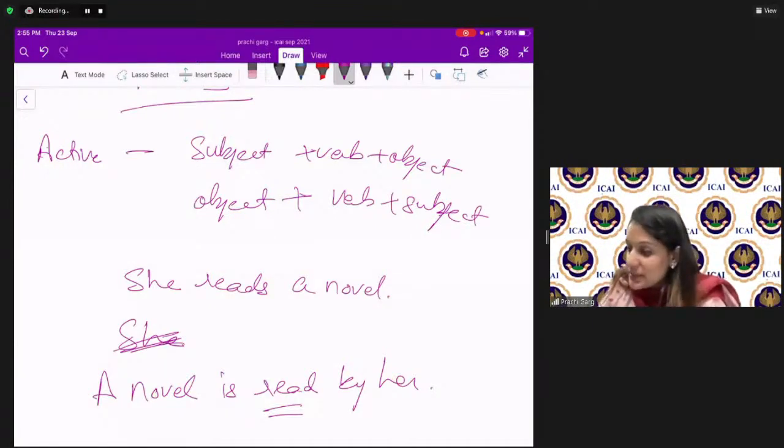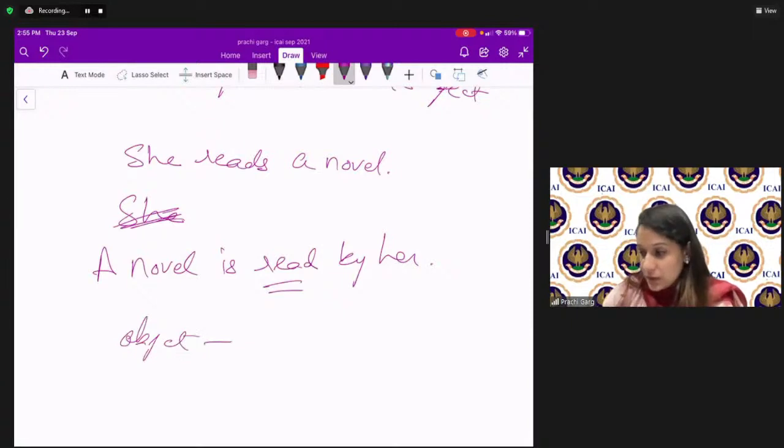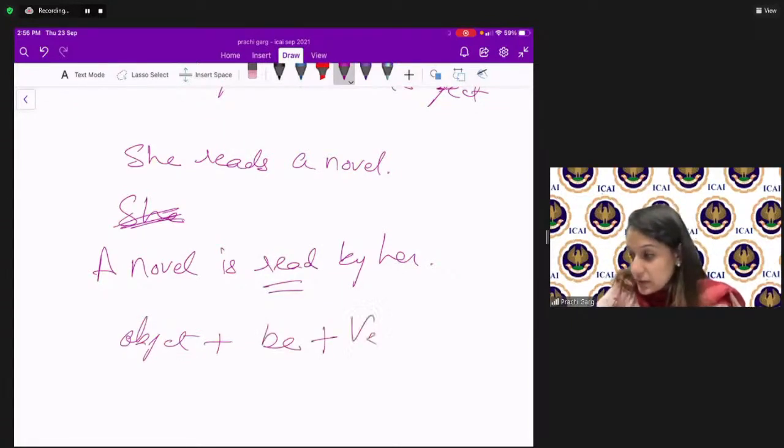So now this is the basic rule, how you change from active to passive. Of course, subject and object will differ. The object will come first. For the verb, you will use the be form plus the third form of the verb. You will add by and then the doer, no, the agent here.